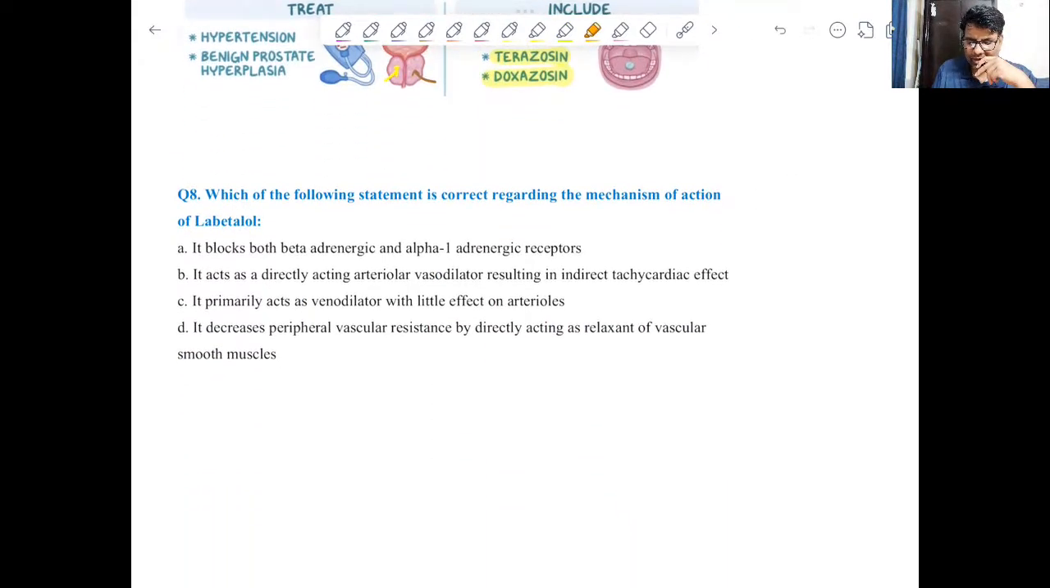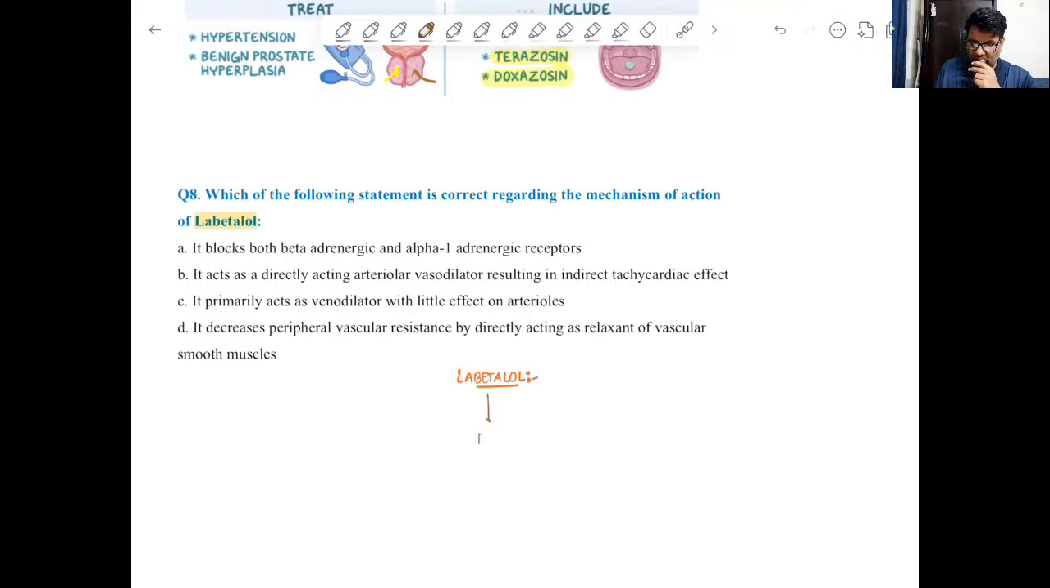Now, which one is true regarding the mechanism of action of labetalol? So what is true regarding mechanism of action of labetalol? I think most of you must have read about labetalol, that it is used as an anti-hypertensive agent, right? So the property of labetalol, now if we talk in terms of labetalol, it is actually a dual receptor blocker, right?